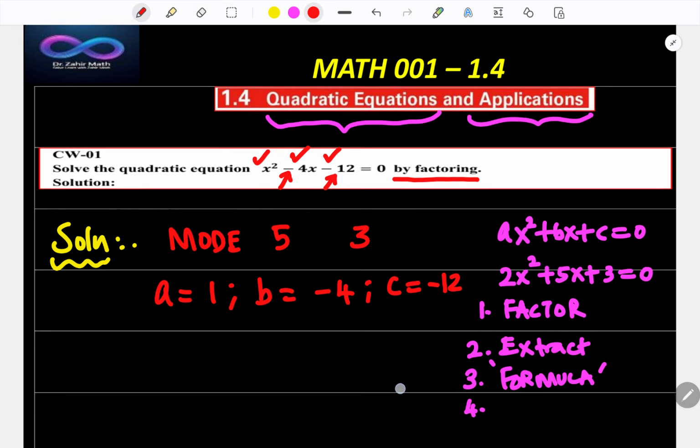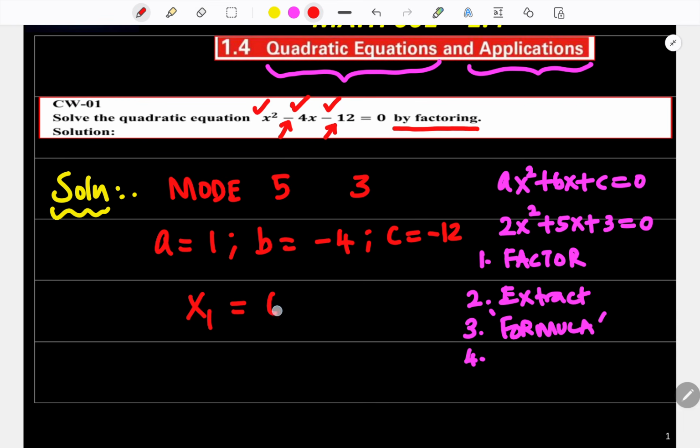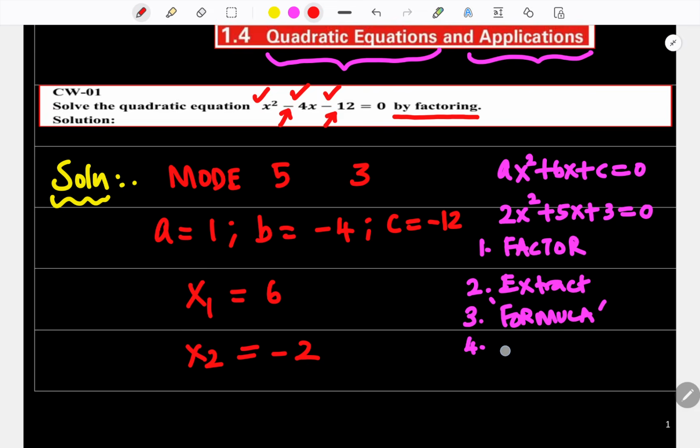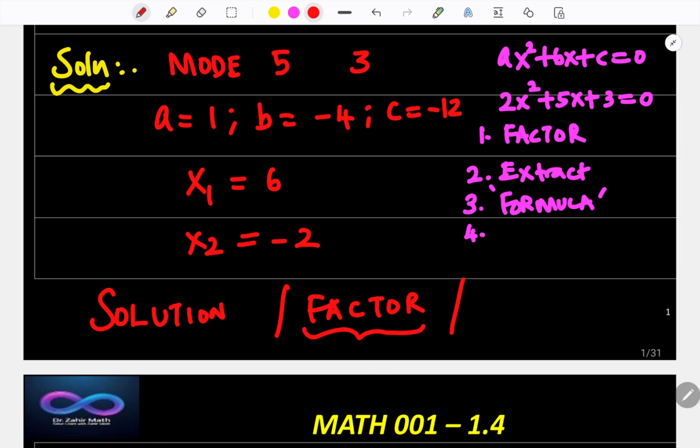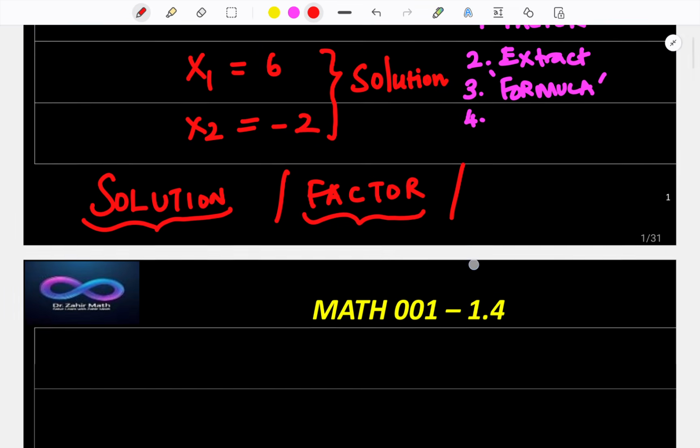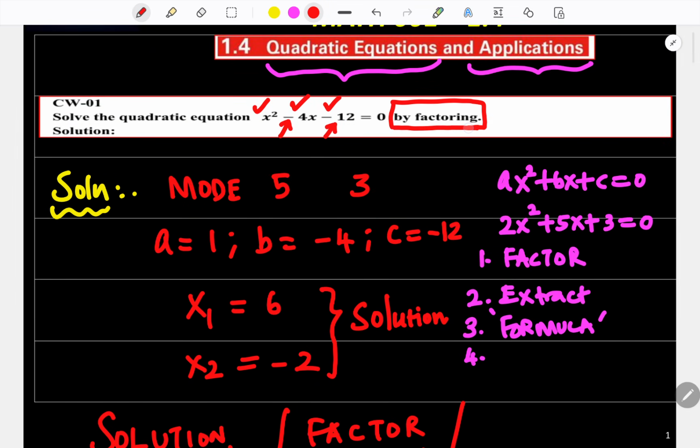Don't forget this minus. If you press the calculator, you will get x1 equals 6 and x2 equals negative 2. There are two words you need to remember. One English word is solution and another English word is factor. The factor is the one you already studied in exercise P4. Solution means final answer. The numbers which you are getting in the calculator are called the solution. And we are going to write in the factors model, because this is by factoring.